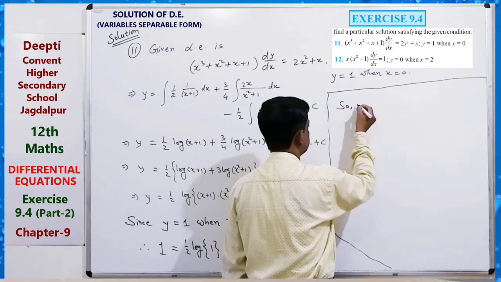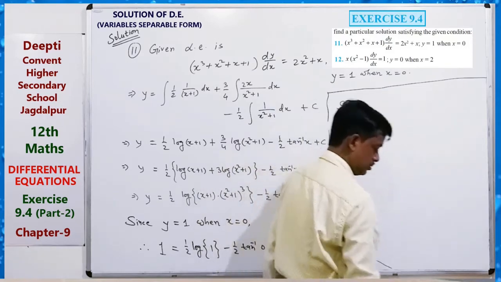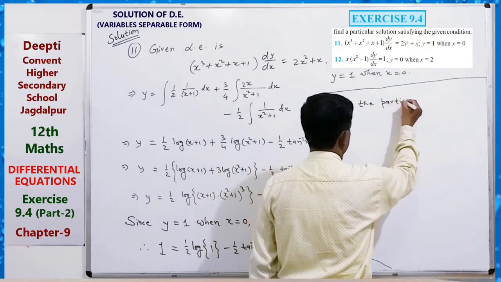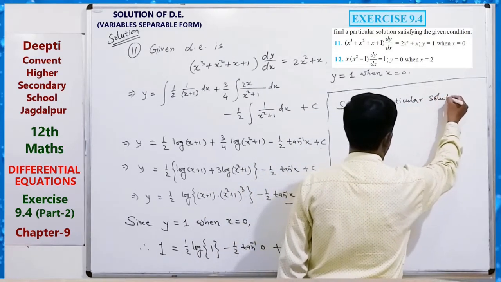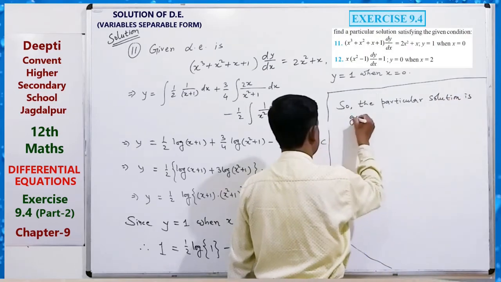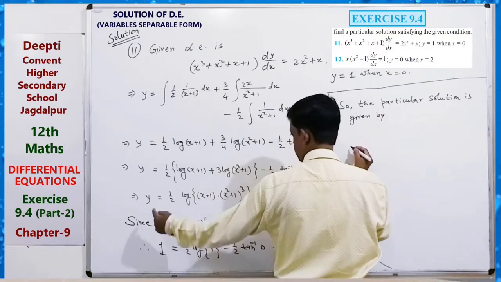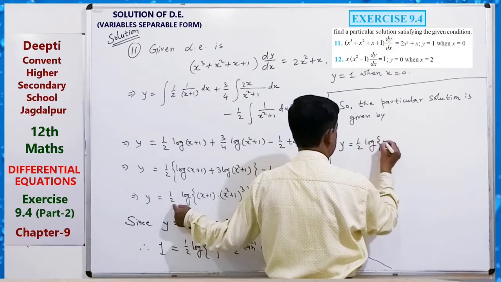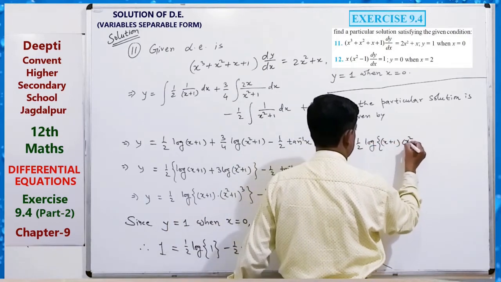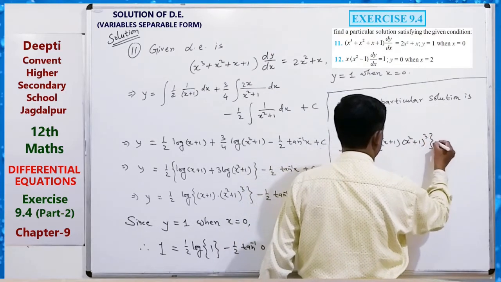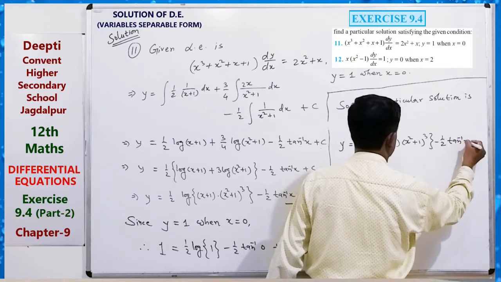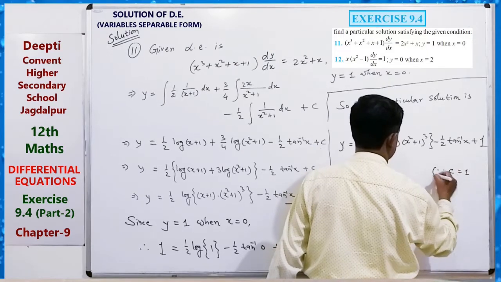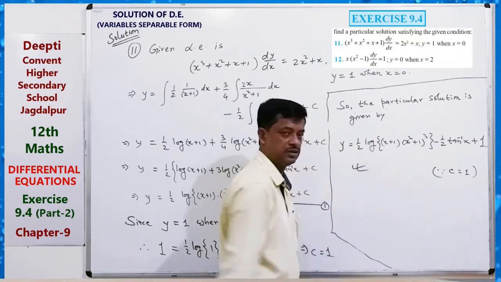So the particular solution is given by y equals half log of x plus 1 into x square plus 1 cube, minus half tan inverse x plus 1, since c equals 1. Okay, this is our solution.